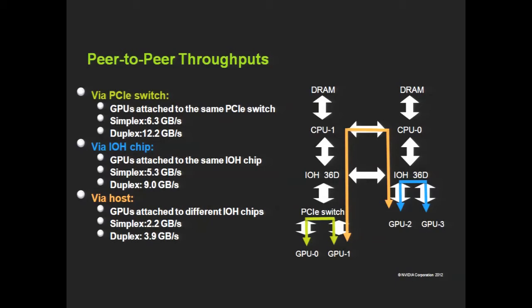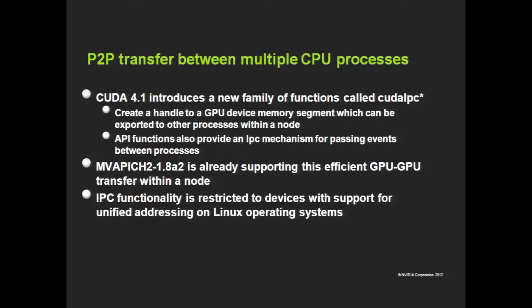PCI Express switches are fully supported. In this case, we have one I/O hub and two PCI Express switches. The best peer-to-peer performance can be achieved between the GPUs which are located on the same PCI Express switch, but peer-to-peer communication is also possible, and I will show you the performance in a slide later, between GPU 0, for instance, and GPU 2, which are located on different PCI switches.